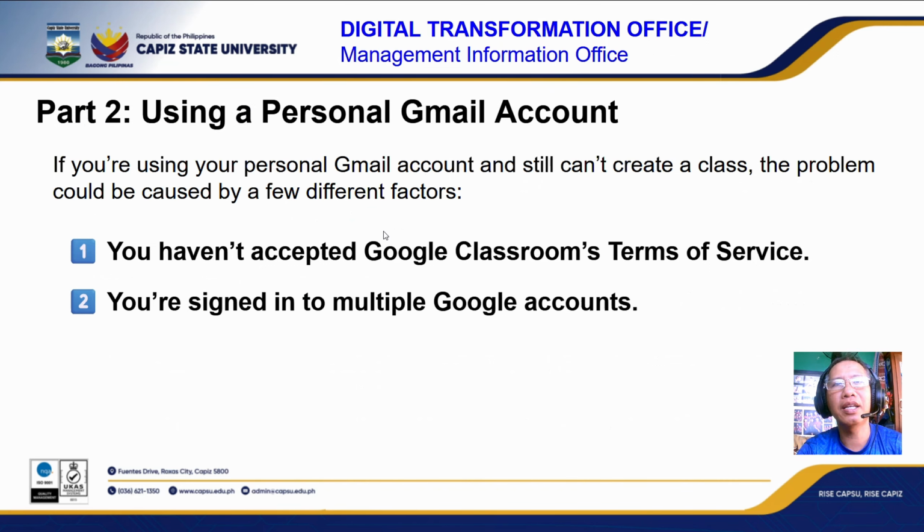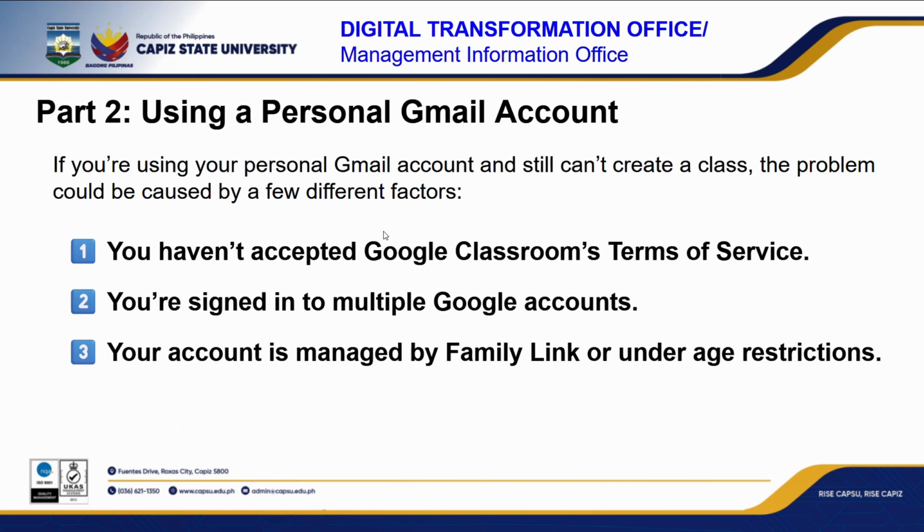Number 2, you're signed in to multiple Google accounts. Having both your university and personal Gmail accounts open in one browser may cause conflicts. Log out of all accounts, then sign in using only one, the account you will use for Classroom, and refresh the page. Number 3, your account is managed by Family Link or under age restrictions. If your Gmail account is managed by Family Link or registered as under 18, Google limits its privileges. You will need to use another Gmail account that is not restricted.